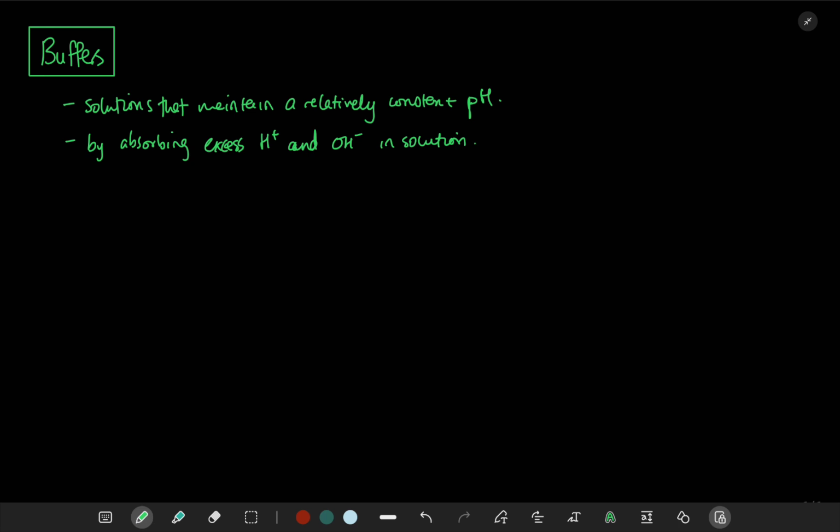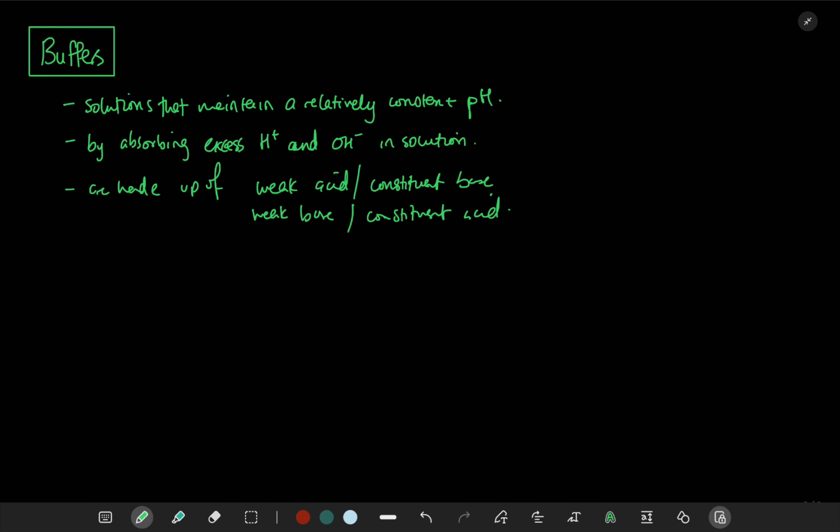Okay, and so in order to do that, buffers typically are made up of a mixture of a weak acid and its corresponding base, or a weak base and its corresponding acid. All right, so buffers are made up of either a combination of a weak acid and its constituent base, or a weak base and its constituent acid. Okay, and what that allows buffers to do is keep the body's pH within a narrow range that's needed for survival, right? Maintaining homeostasis with respect to pH.